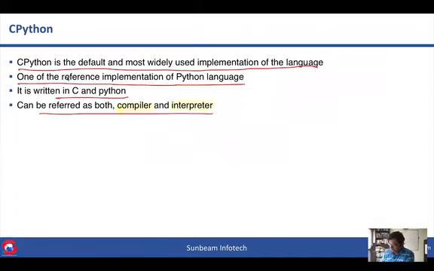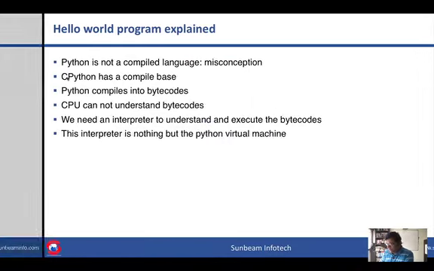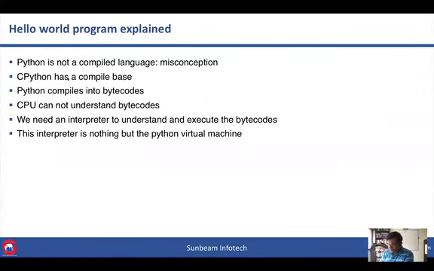Now we already have seen hello world, and how it works. Let's quickly see what happens behind the scenes, going over it one more time. Hello world program, how does it work? Python is not only a compiled language, that's a misconception. Python is a compiled plus interpreted language. People generally say that Python is only an interpreted language. Misconception again. Python is both compiled as well as interpreted.